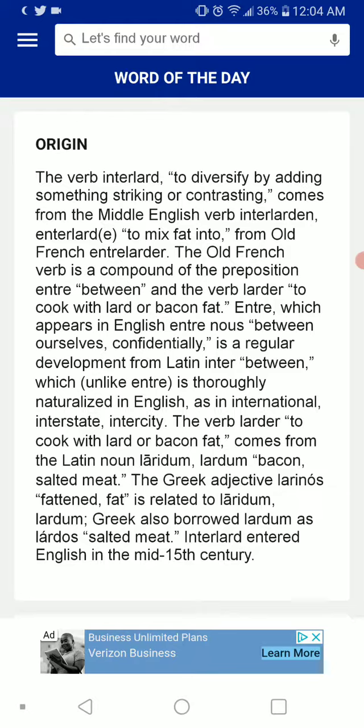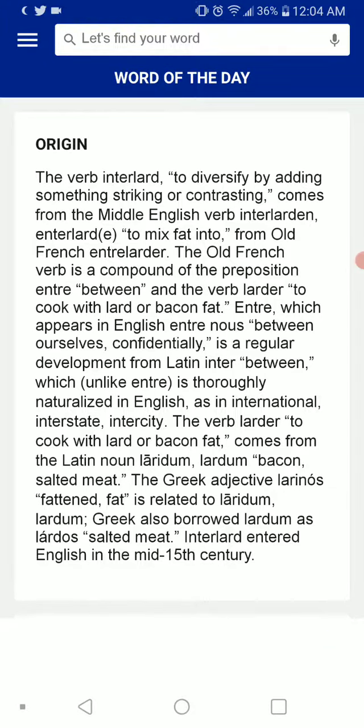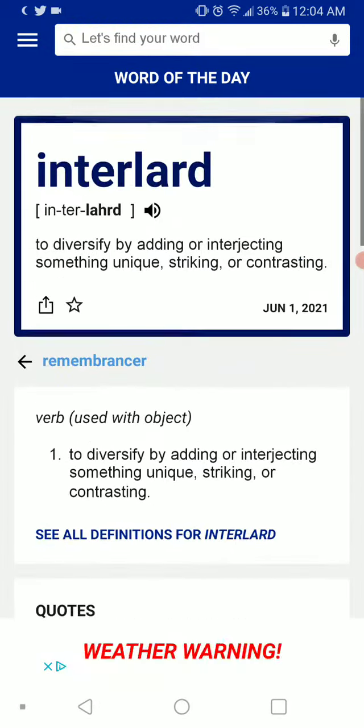Anyways, the verb larder, to cook with lard or bacon fat, comes from the Latin noun laridum, lardum, bacon, salted meat. The Greek adjective larinos, fattened, fat, is related to laridum, lardum. Greek also borrowed lardum as lardos, salted meat. Interlard entered English in the mid 15th century.